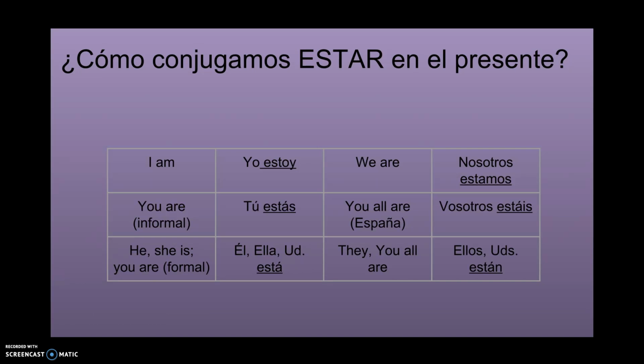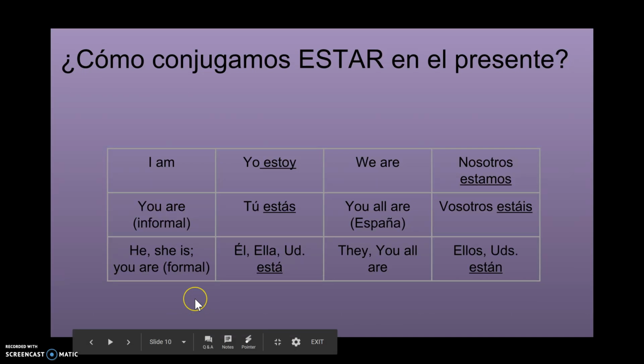I am is yo estoy. You are informal, tú estás. He is or she is, or you are, formal, is él, ella, or usted está. We are, nosotros estamos. You all are, only in España, vosotros estáis. And they are, or you all are, ellos or ustedes están.